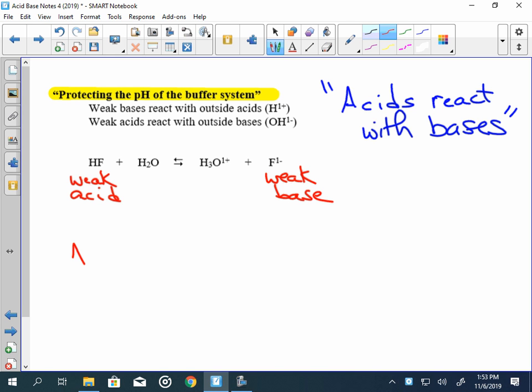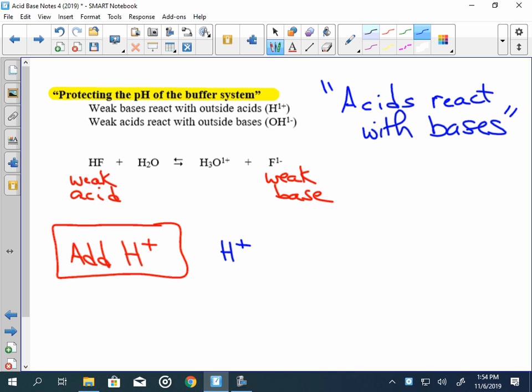If we add a strong acid, like HCl, which is a delightful source of H+, to a buffer, here's what happens. Again, picture everybody defending the goalpost. The weak acid and the weak base are protecting the pH. If you add H+, here's the reaction that occurs. H+, being a strong acid, is going to react with the weak base. It's going to be a single arrow because we're dealing with a strong acid. So I'm going to write strong acid.